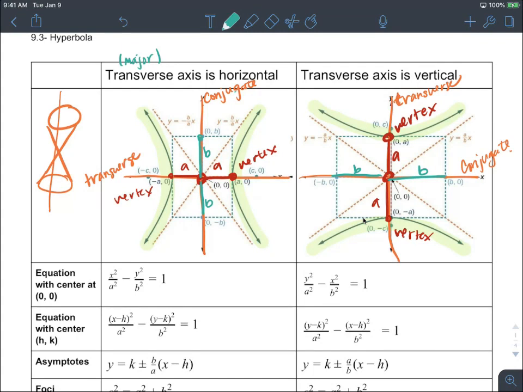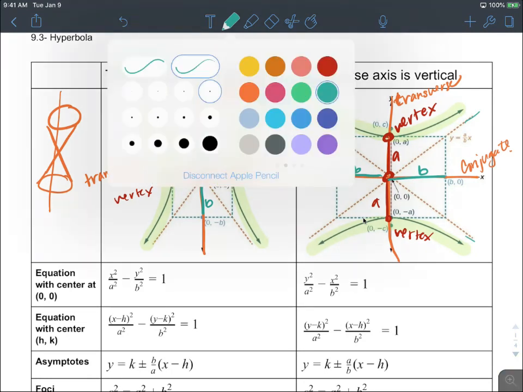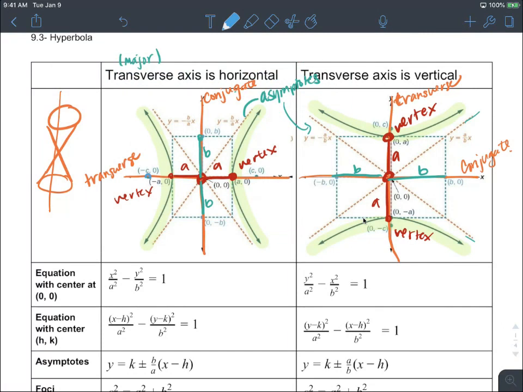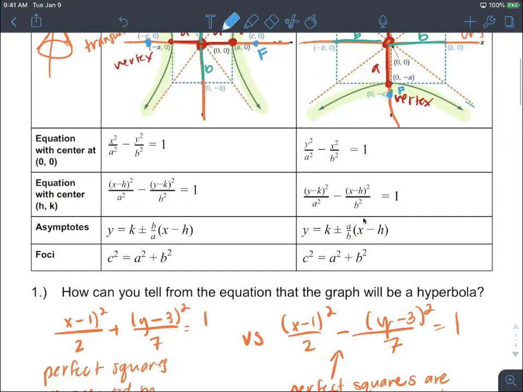These dotted lines right here are asymptotes. And this would also be an asymptote, and this one as well, and this one. Lastly, we have the focus points. Notice that they are in the dish of the hyperbola. Here are our equations.